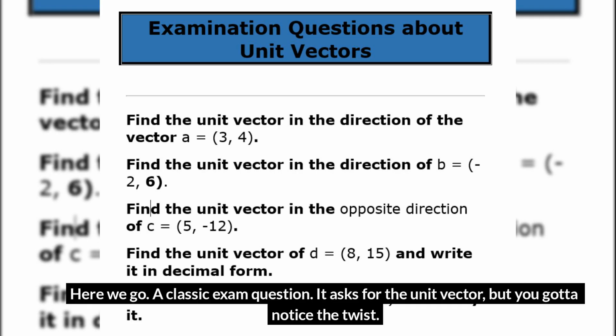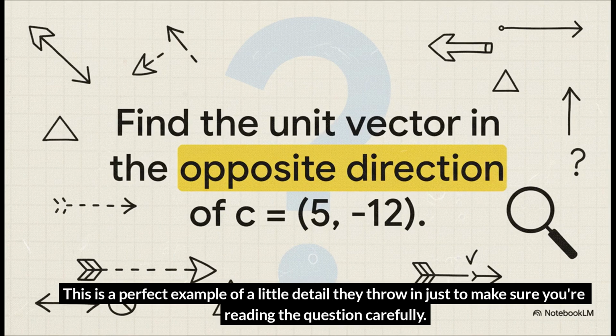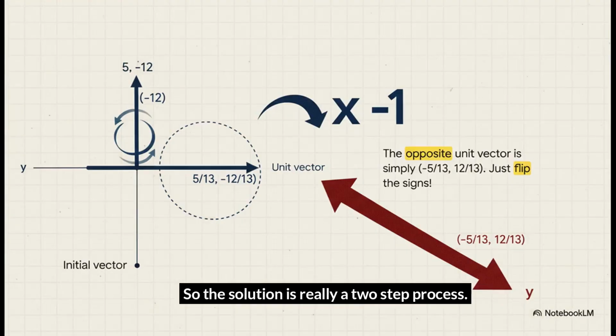Here we go, a classic exam question. It asks for the unit vector, but you gotta notice the twist. It has to be in the opposite direction of the vector 5, -12. This is a perfect example of a little detail they throw in just to make sure you're reading the question carefully. So the solution is really a two-step process.